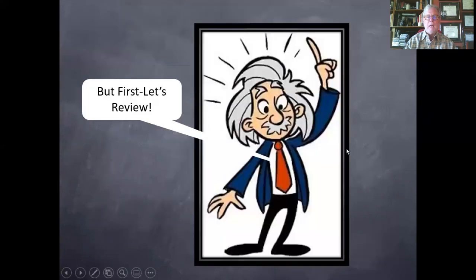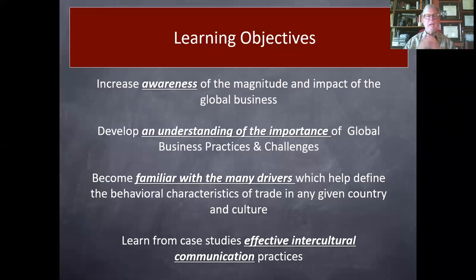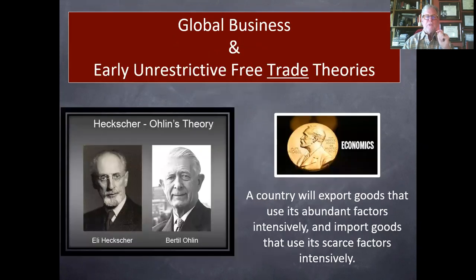So, as is customary, let's take a few minutes to review some of the things that we discussed in module number 3. Once again, we have our objectives that I know you've looked at over and over again. Basically, awareness, understanding, familiarity. These are all so important for us to really get a good grip on all of the different elements of international business.